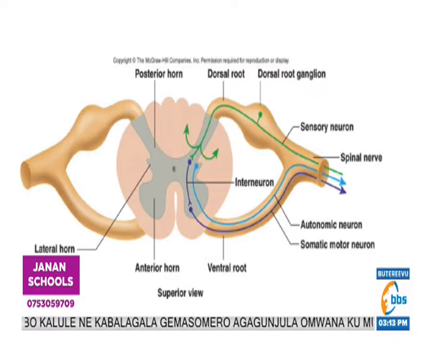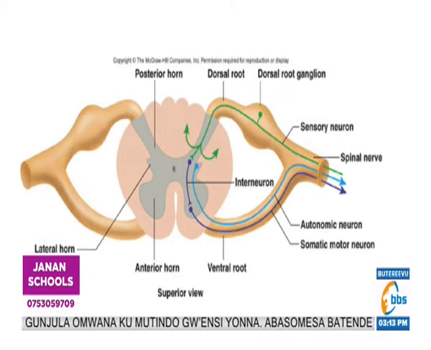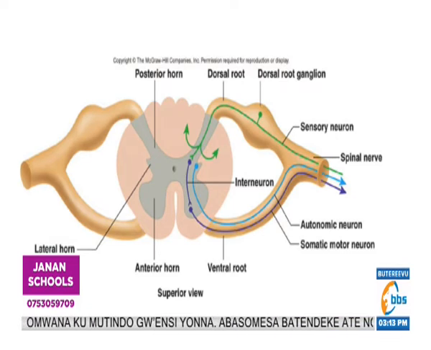When you look at the spinal cord very keenly, you can see it is divided into the dorsal area, that is the upper side, and then the ventral area, that is the lower side. In the dorsal area, you see the dorsal root, then the dorsal root ganglion. Under the dorsal root ganglion, you have the sensory neuron, which is green in color, with its axon branch coming away from it.